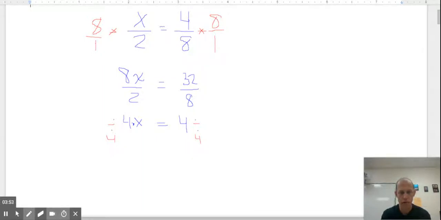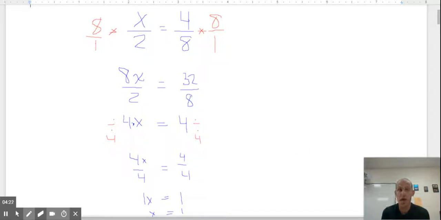So now our answer we will see is 4 divided by 4, and 4 x's divided by 4. These divide by 4's right here are what I wrote in red. Well, 4 divided by 4 is just 1, and I still have x there. And 4 divided by 4 is 1. So x is equal to 1.